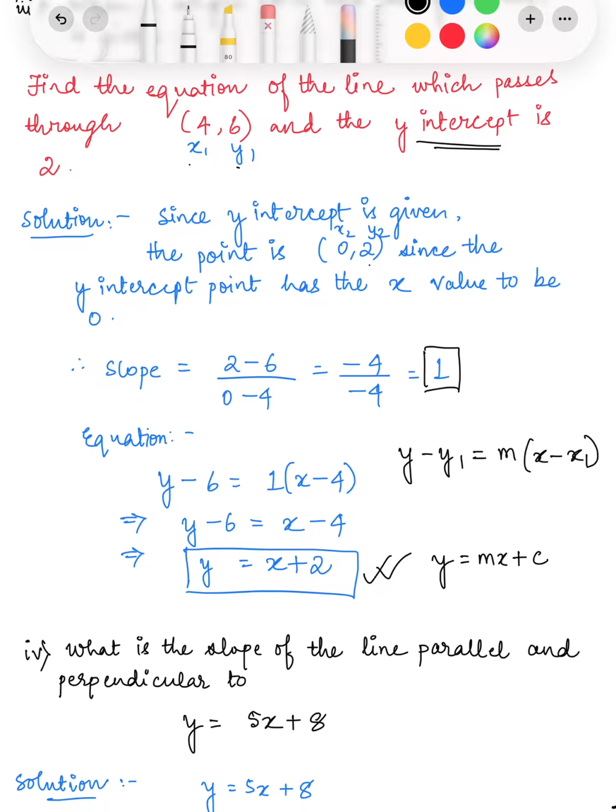We can also directly do it over here because we already know that the y-intercept is 2. We can put it over here, that is 2. And we know that the slope is 1. So we get y equal to x plus 2. You can use either of the methods.